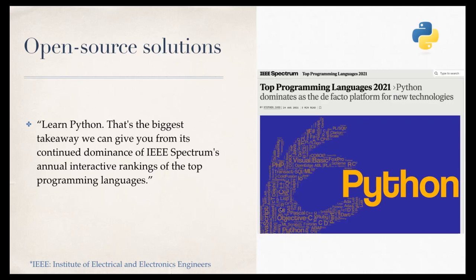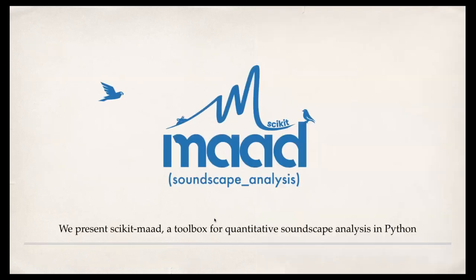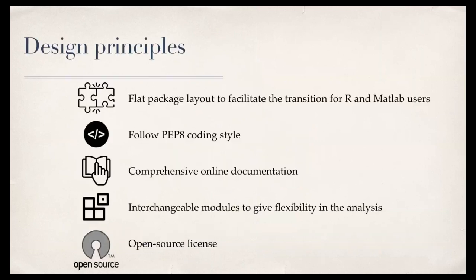So all the major technological developments are made in Python. So we found that Python was a very suitable place to develop this toolbox. And here we present scikit-math, a toolbox for quantitative soundscape analysis in Python. We wanted to develop math, but also different kinds of analysis that we were using in the lab.